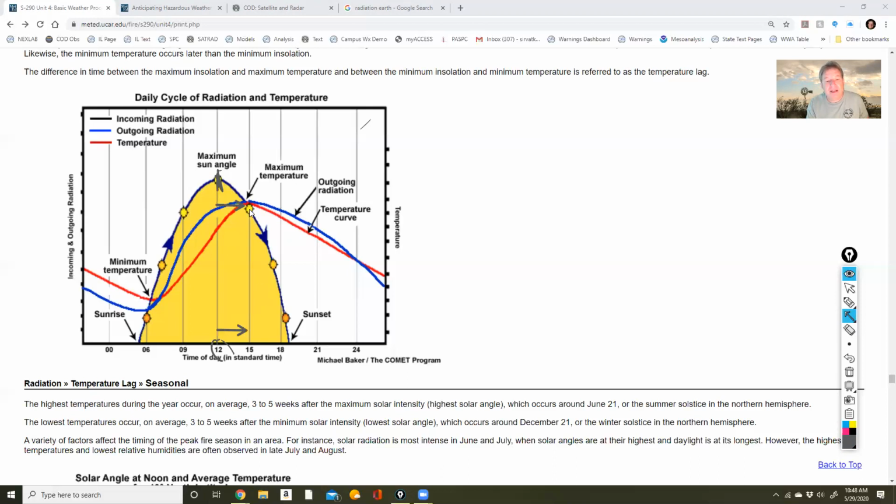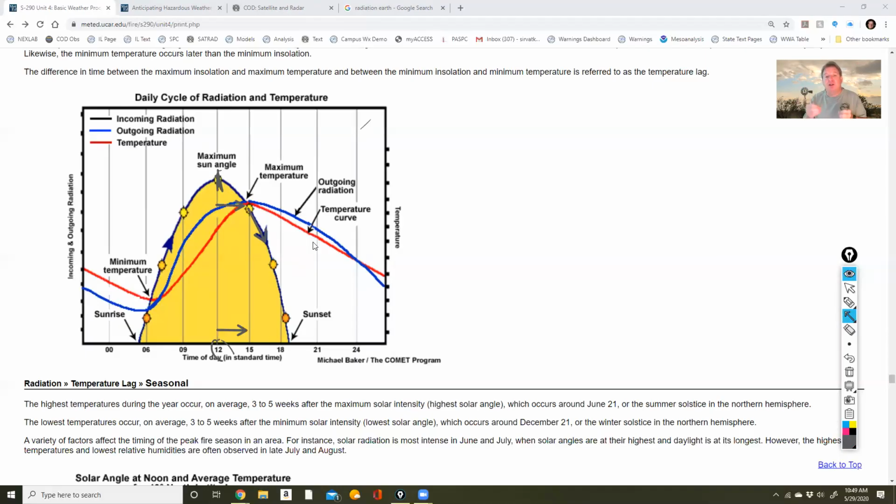At some point, the incoming radiation, that's this guy over here, right, is going to be going down, and the outgoing radiation, which is the light blue, is still more than the incoming radiation. And what that means is the temperature goes down. So when's the warmest time of day? 2 to 6 hours after noon, because in that time period, I have more incoming radiation than going out.